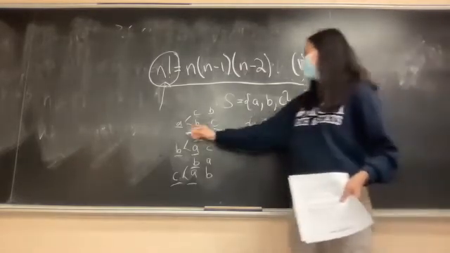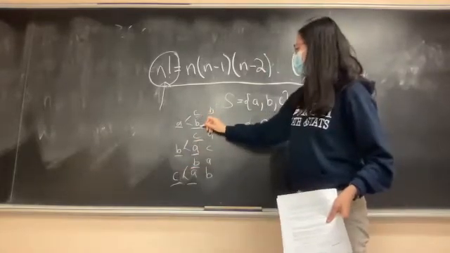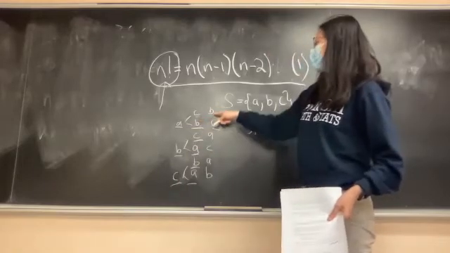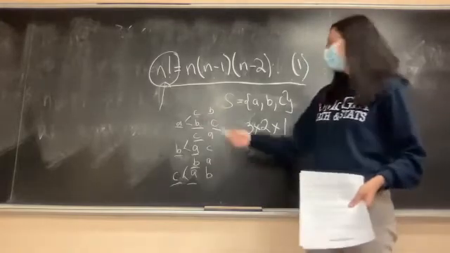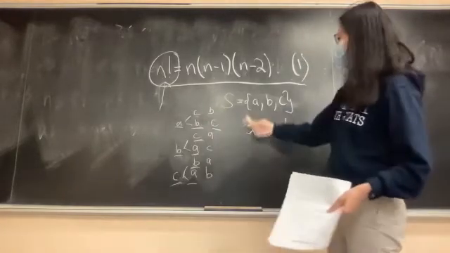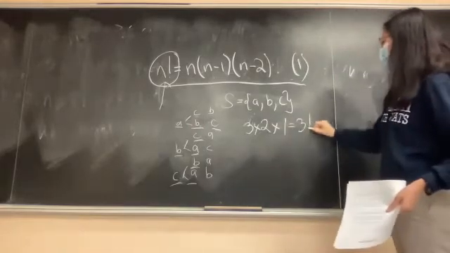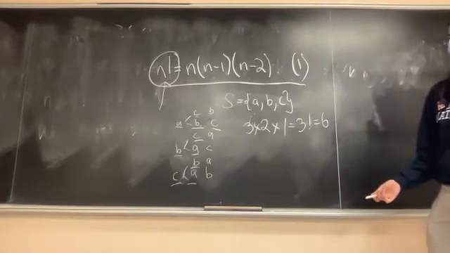So at the first point, I have 3 options. The second point, I split into 2 options. So for each of these 3 options, I have an additional 2 options. And then for the last point, for each of these 6 options, I only have 1 option left. So then the total number of orderings you get is equal to 3 times 2 times 1, which is 3 factorial, which is equal to 6. So this is what a factorial means.